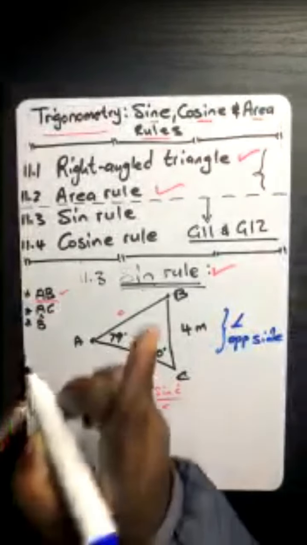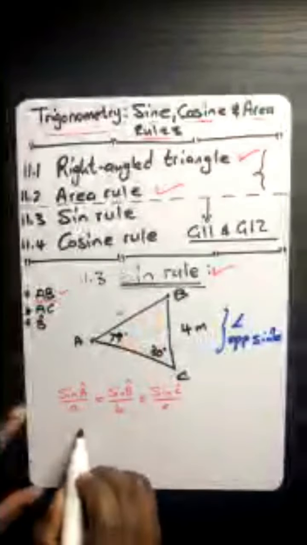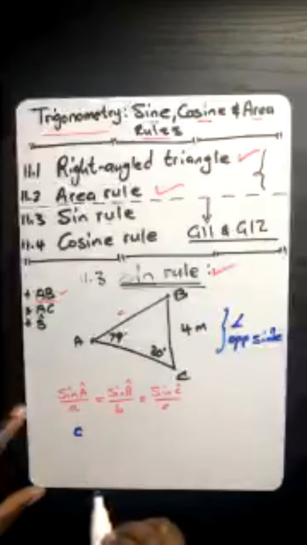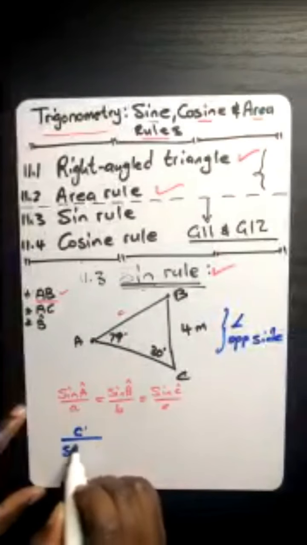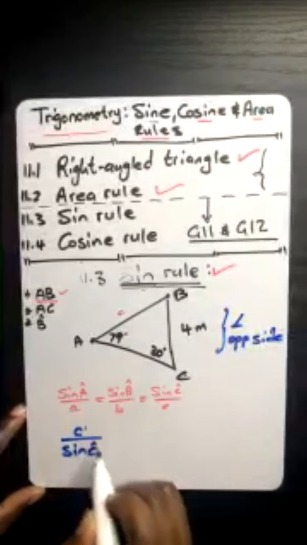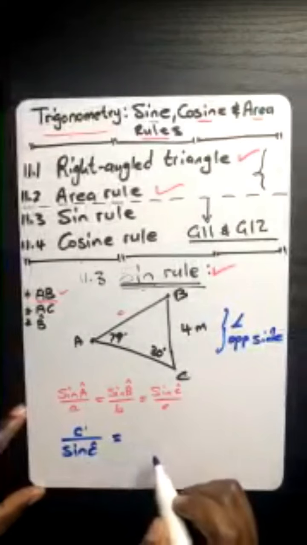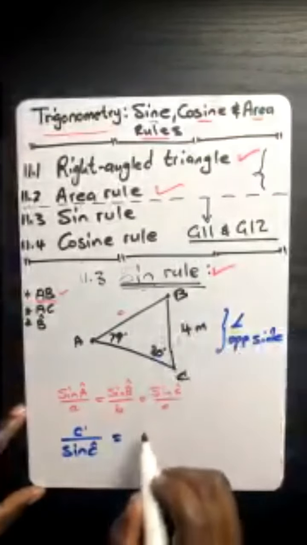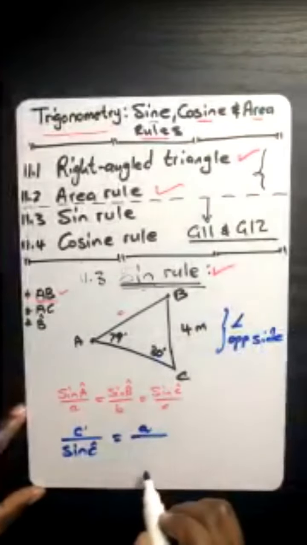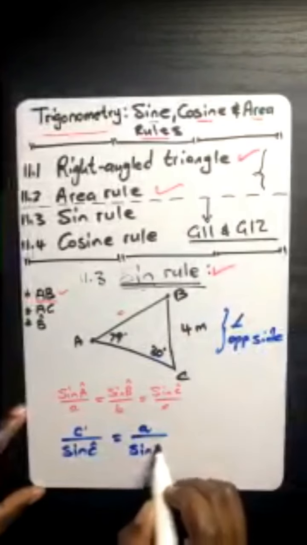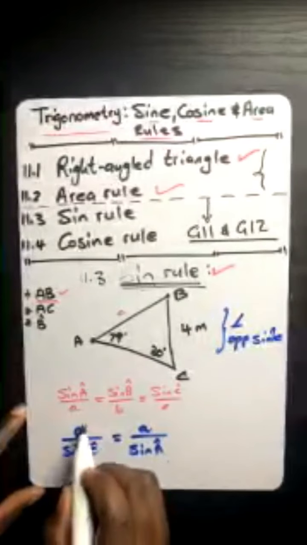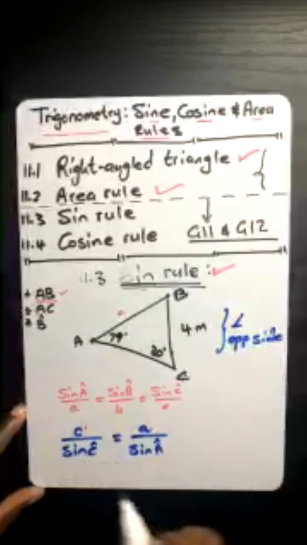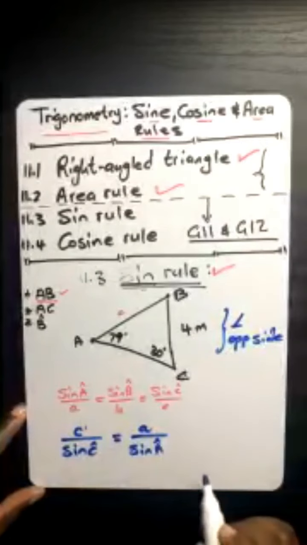If you are looking for a side, write it at the top and say side c or side AB over sine of angle C. And this is going to be equal to, obviously, that side being a, we know it is 4, over sine of, obviously, angle A. Can you guys see? Why did I firstly write that? It is because now it's easy. You just cross multiply and then you are done.